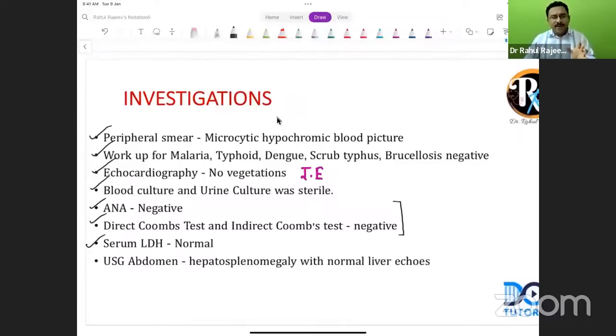Now, any prolonged fever, what is the importance of USG abdomen? Well, you've got a hepatosplenomegaly here, which is evident in the clinical examination as well. But what is the importance of USG abdomen in a patient with a prolonged fever?